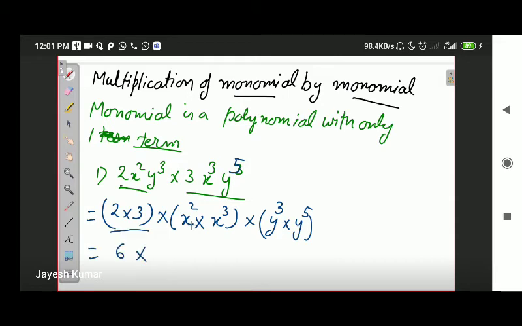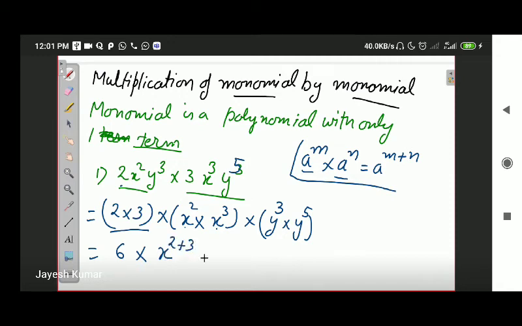After that I will multiply variables of the same type. So this is x square and x cube. In exponents we learned that a to the power m into a to the power n, if the bases are the same, then the powers are added, m plus n. So the x base is the same, and the powers will be added.